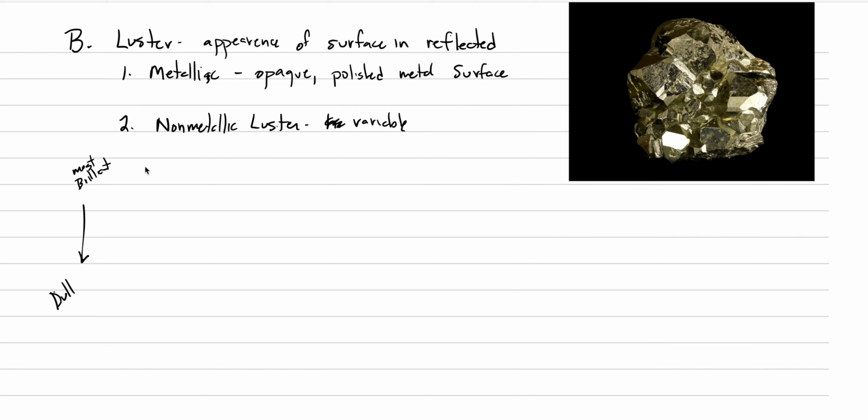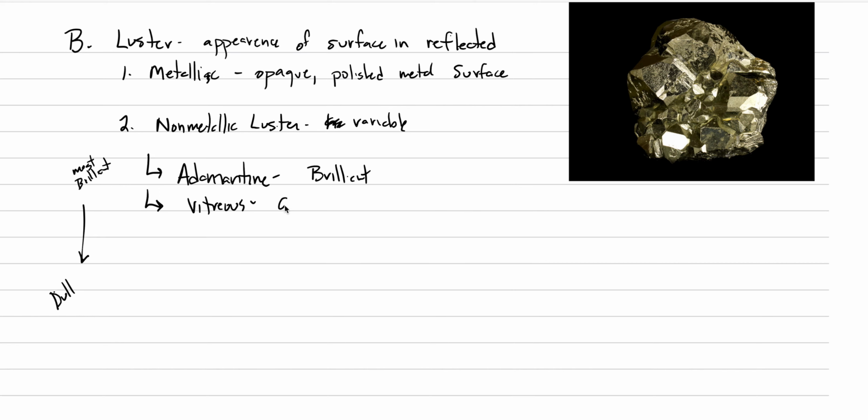And so let's just go through. Here we go. There is adamantine. This is like diamond. It's incredibly brilliant and bright. Next is vitreous.